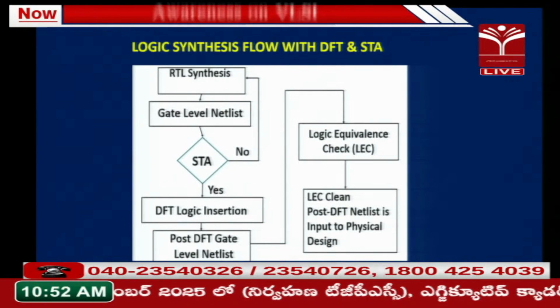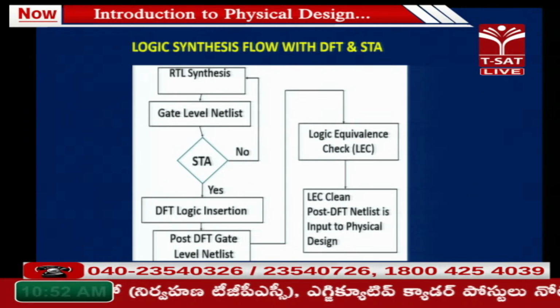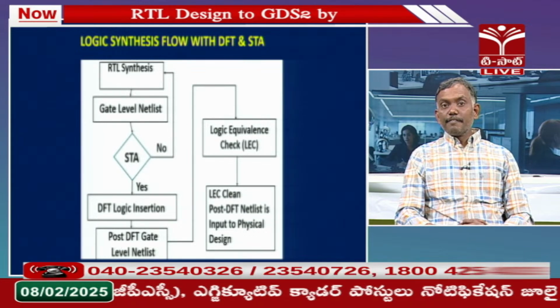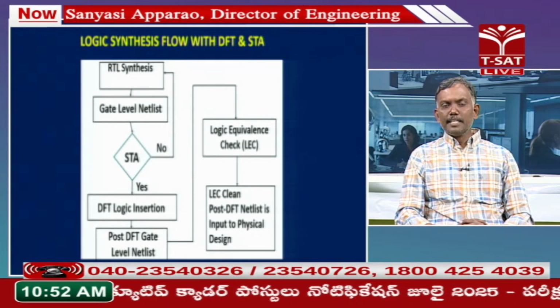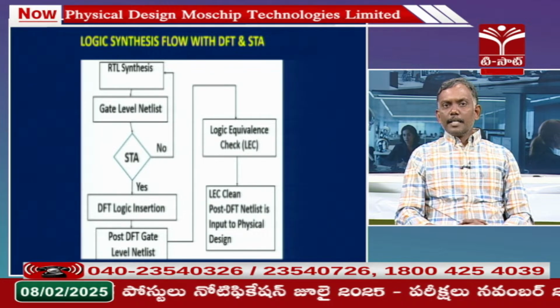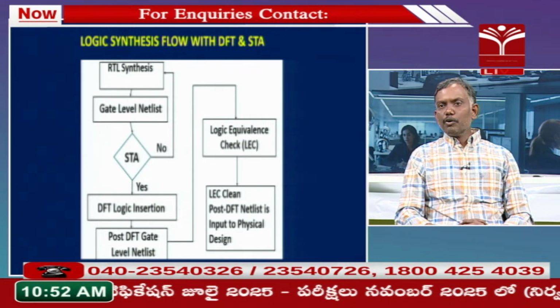Go back to our discussion. Once synthesis is completed, the output is an optimized gate level netlist along with your targeted constraints. Once RTL synthesis completes, we need to go for DFT and STA. Let me talk about DFT before going to that. DFT means design for testability. That is one more department in the ASIC methodology. I will give you more details in the coming slide.